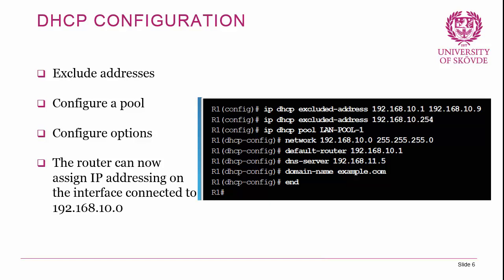So in this case, what we see here is a command saying network 192.168.10.0 255.255.255.0. And what that means is that we will lease out addresses in the 192.168.10 network. Then we can also supply, as we said, other configuration settings like the default gateway. We do that with the default router command.